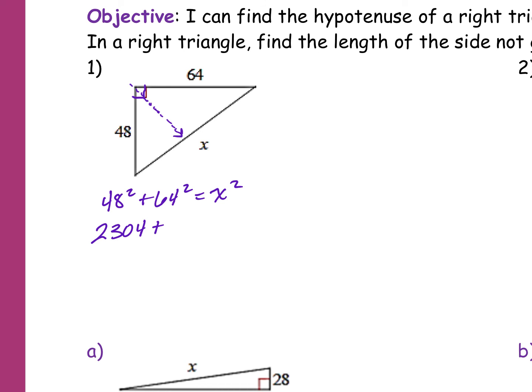64 times 64 is 4096. That's a big number. I know.